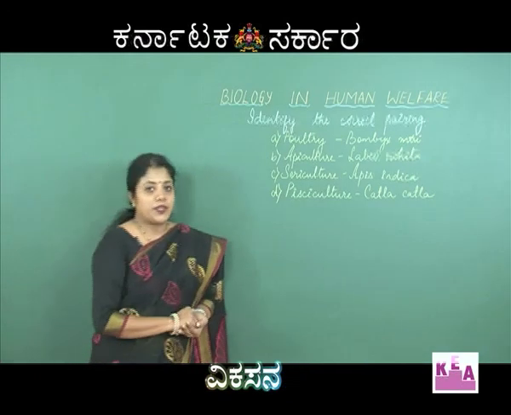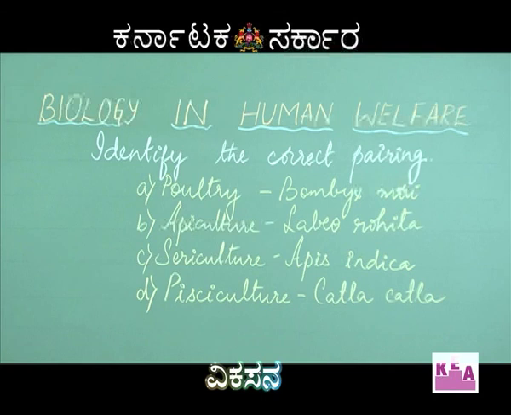The next type of question is where you have to identify the correct pairing. There are such kinds of questions wherein you will have to identify the correct pairing, or maybe you will have to match column A with column B. So, this particular question goes like this. It gives 4 options. Option A, poultry, Bombyx mori; apiculture, Labeo rohita; sericulture, Apis indica; pisciculture, Catla catla.